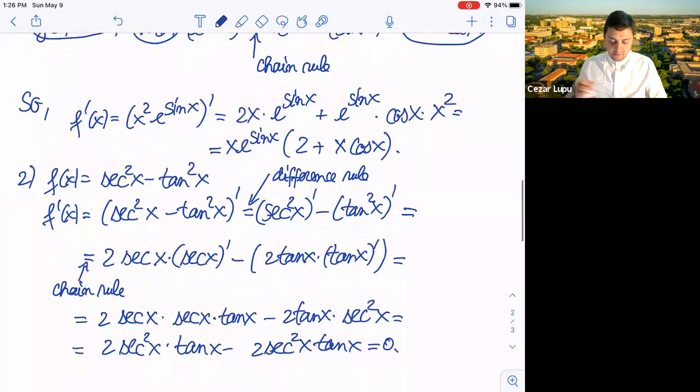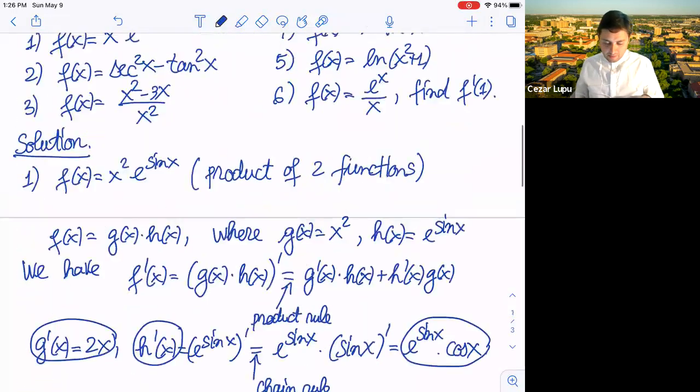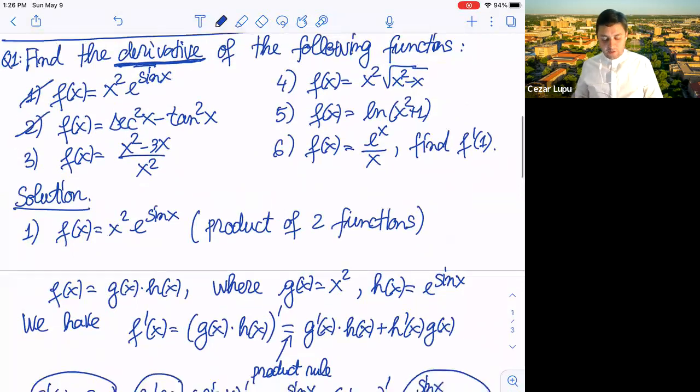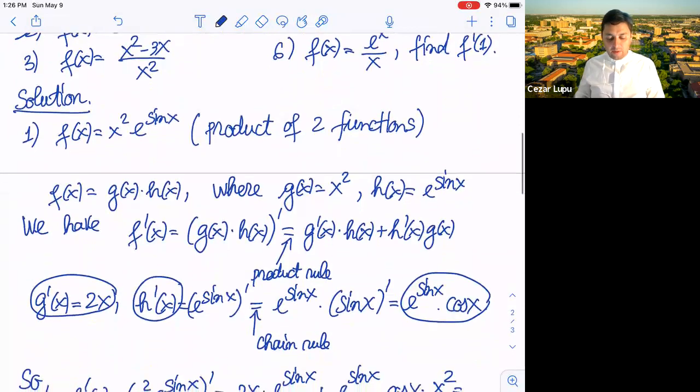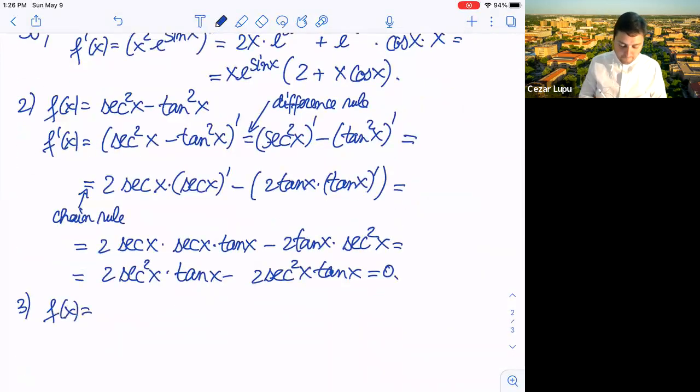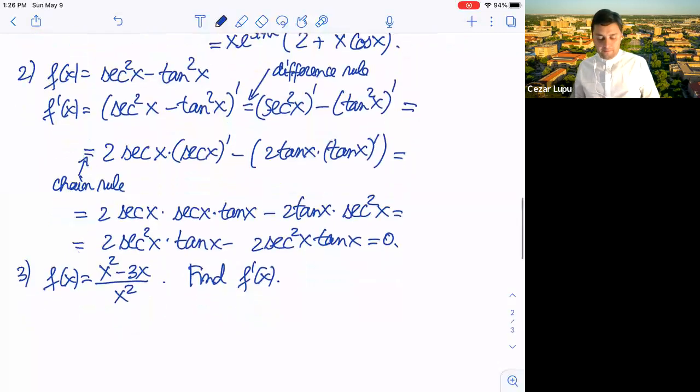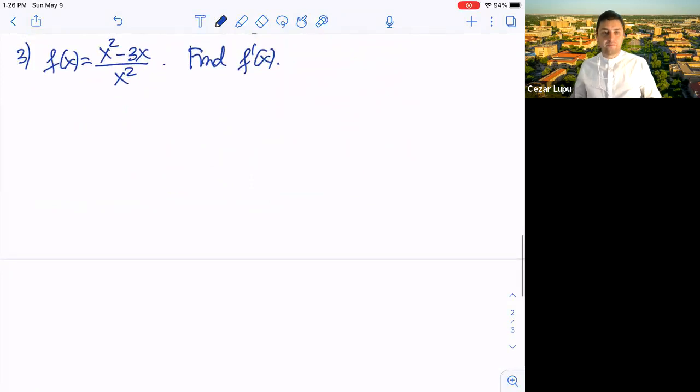All right, let's see the third one. So we've done this one and this one. Let's see the third one. So the third one looks like this. It's x squared minus 3x, everything over x squared. All right, let's see. So we need to find f prime of x. What would you do in this case? What is the first thing that you would do? So we can use the quotient rule, correct? Exactly. So we can write this.